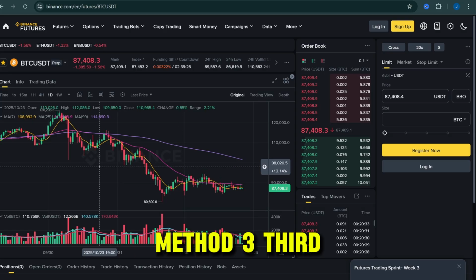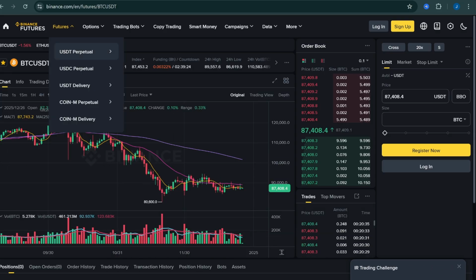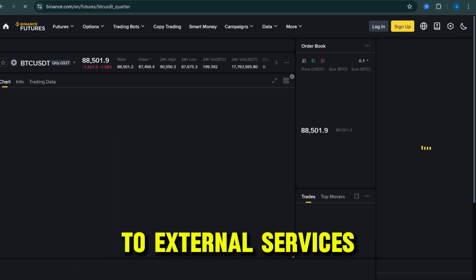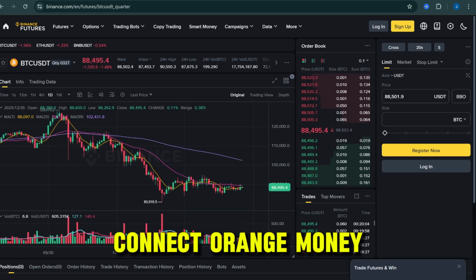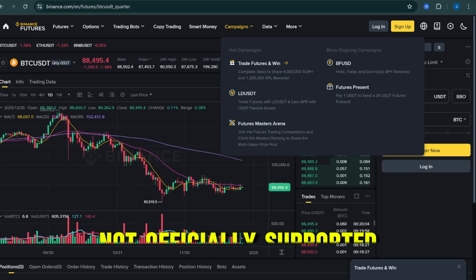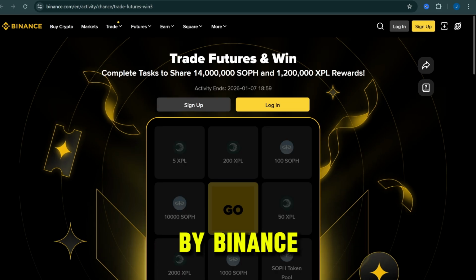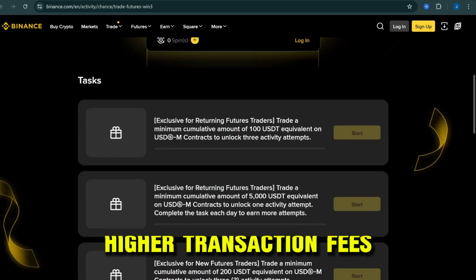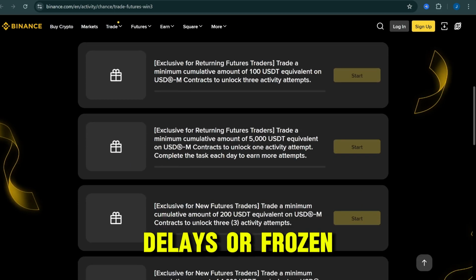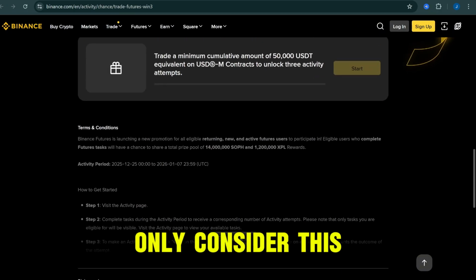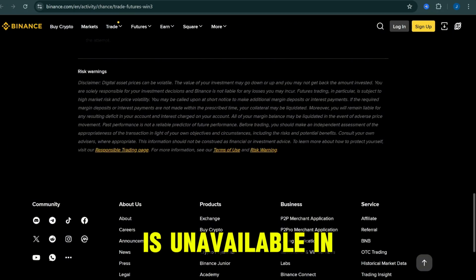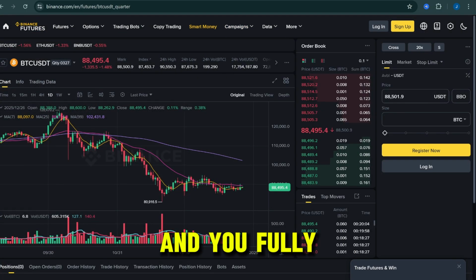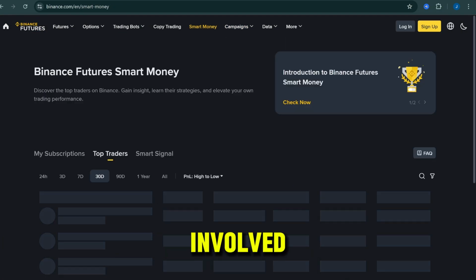Method 3. Third-party payment services. Some users turn to external services that claim to connect Orange Money to Binance. Not officially supported by Binance, higher transaction fees, risk of scams, delays, or frozen funds. Only consider this method if P2P is unavailable in your country and you fully understand the risks involved.